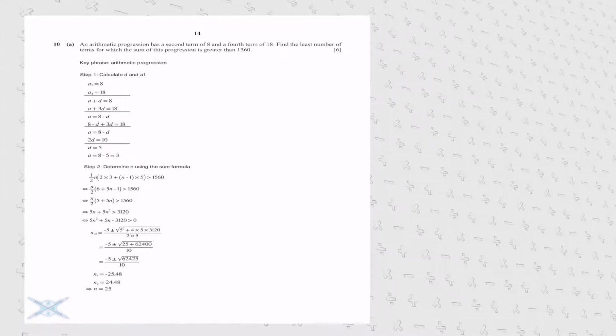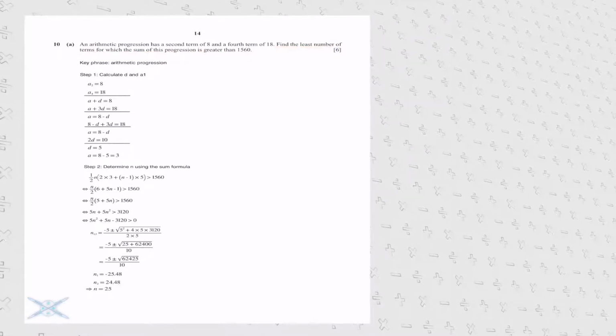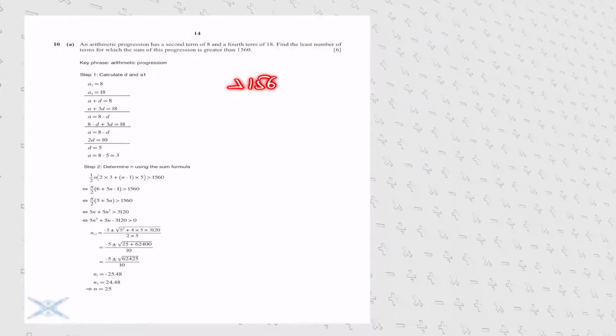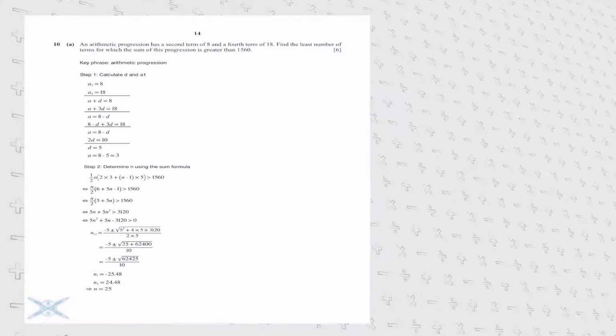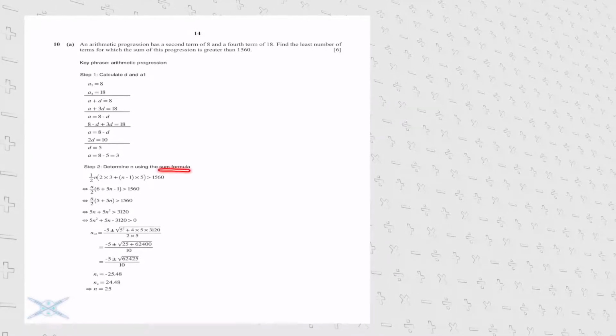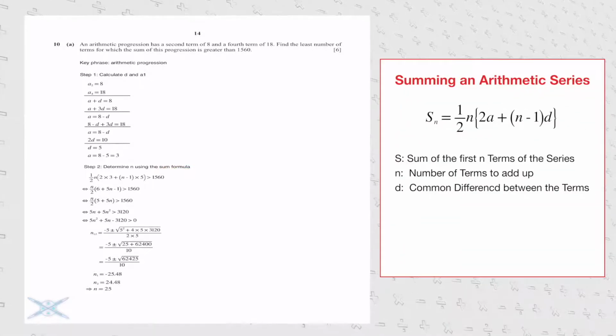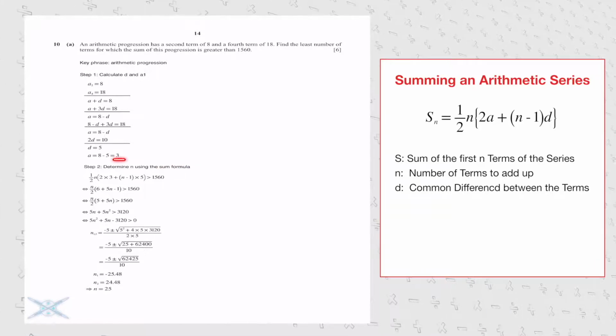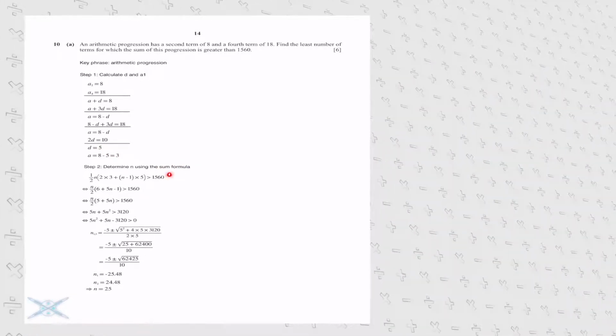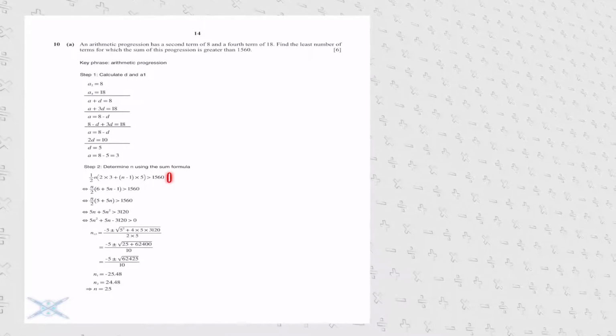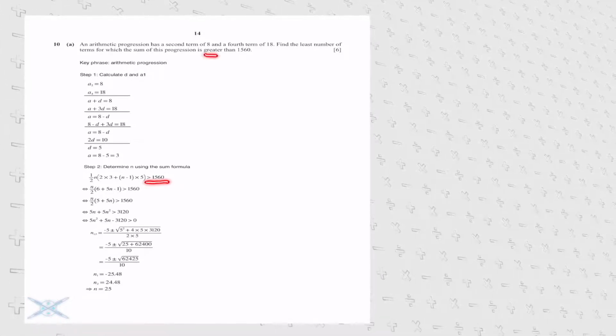Furthermore, we are supposed to find the least number of terms for which the sum of this progression is greater than 1560, which can be done using the sum rule formula provided to the right-hand side of your screen. So we simply replace a with 3 and d with 5 and set up the inequality accordingly, meaning that the sum should be larger than 1560 as stated in the exercise.